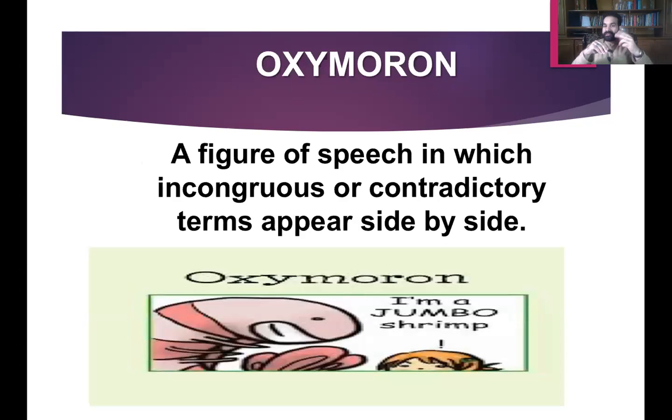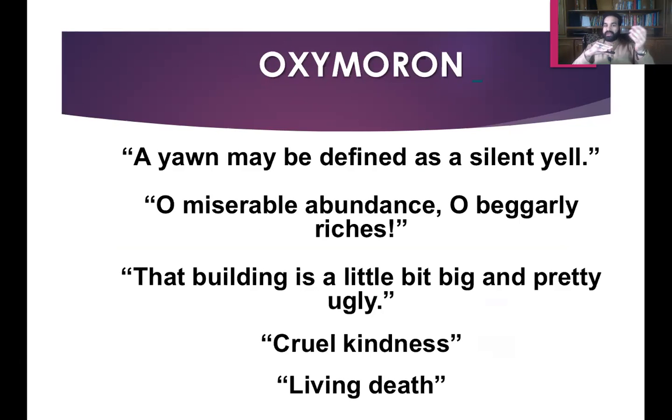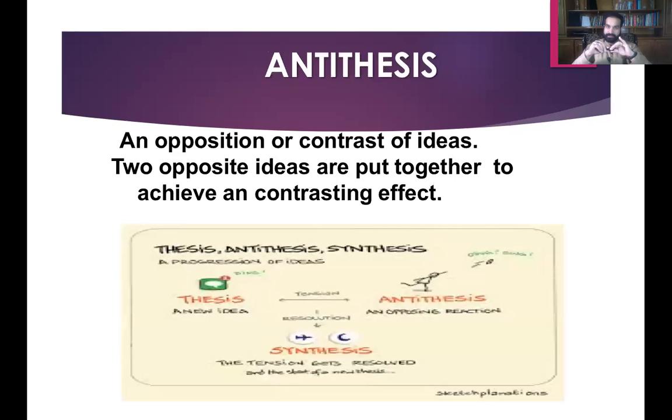Oxymoron, when two opposite things come together, a figure of speech in which incongruous or contradictory terms appear side by side. For example, living death, cruel kindness, silent yell, pretty ugly, or beggarly riches.